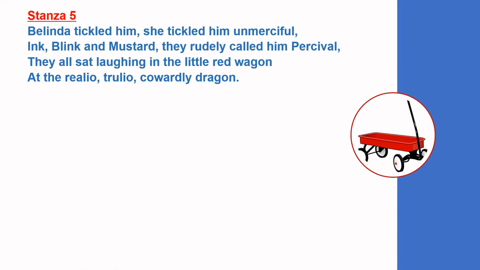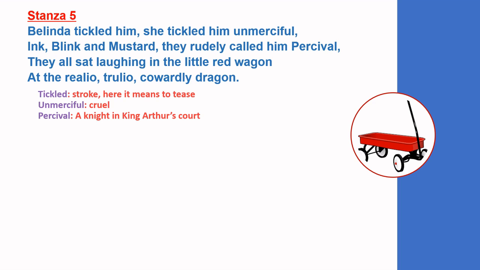Now let us move to the next stanza. Belinda tickled him, she tickled him unmerciful. Ink, Blink and Mustard, they rudely called him Percival. They all sat laughing in the little red wagon at the realio, trulio, cowardly dragon.